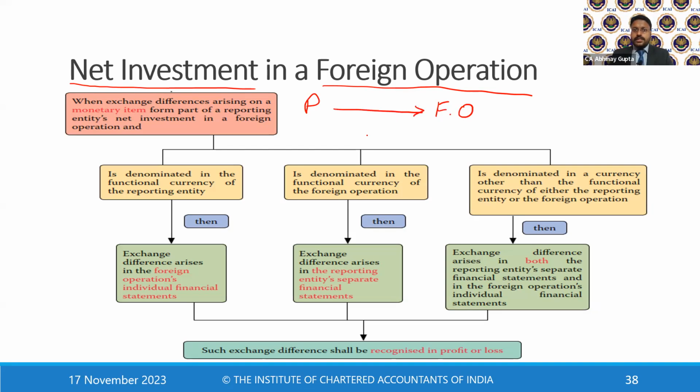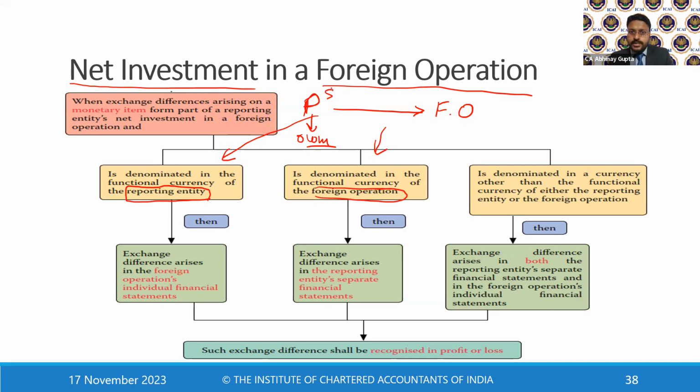Now there could be three scenarios when a parent company and foreign operation enter into any transactions, for example, sales of goods, purchase of goods, loans, etc. Either it can be denominated in the functional currency of the reporting entity, who is the parent here, so the parent does the transaction in its own currency. Similarly, another situation is the transaction happens in the functional currency of the foreign operation.